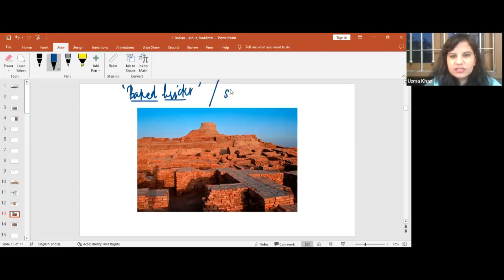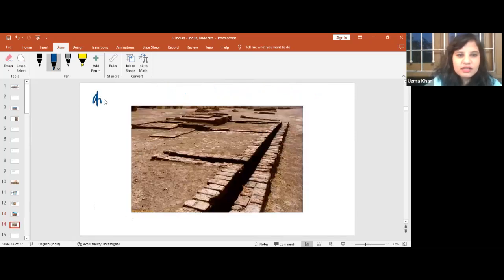You have baked bricks as well as sun-dried bricks which were used in the construction. You have wattle and daub and brick construction and other things also that are located. Then also you had drainage systems which again were covered.